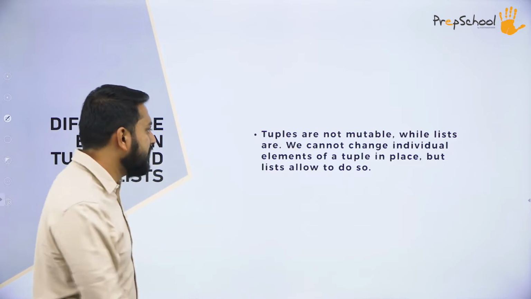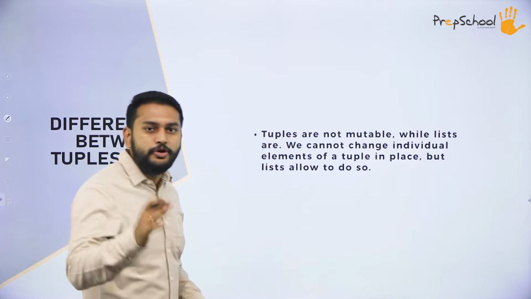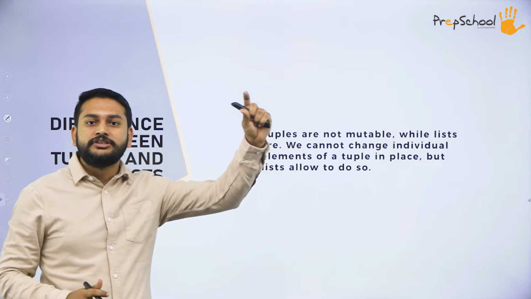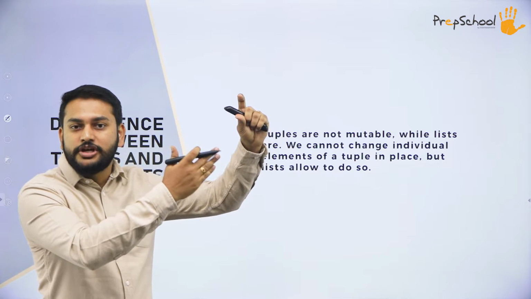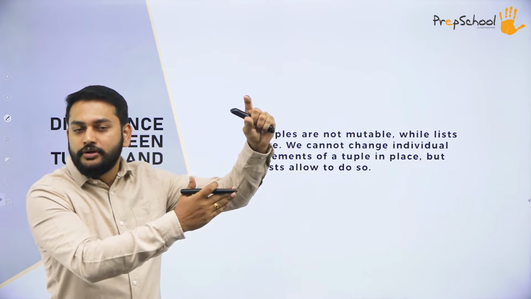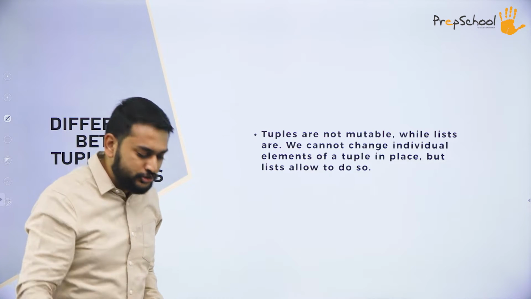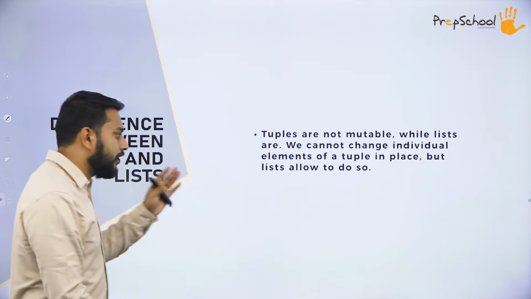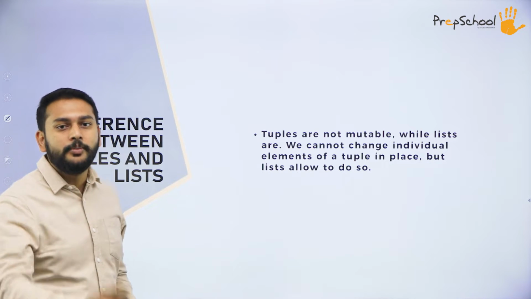Suppose I have anything in my tuple, I will not be able to change that with respect to index. Suppose I have something in the 0th location, can I change anything in the 0th location? No, I will not be able to change it. So that is what I will call immutable. So tuples come under the category of immutable data type.